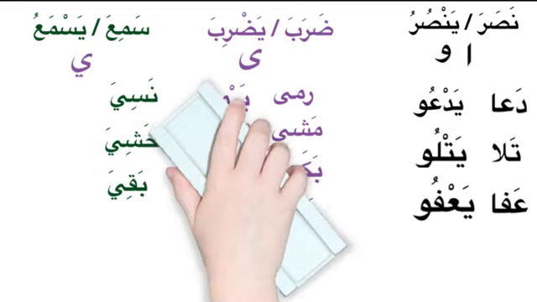So if you go to daraba yadribu, it is rama, yarmiyu. It should have been yarmiyu. We know the weak letter does not carry any vowel sign, so we take away the vowel sign and it becomes yarmi. Masha, yamshiyu, so again take away the dhamma, and it will be yamshi. Even though in these situations we don't see the dhamma, we know in our mind that there is one. How do we describe this? Al-fi'l al-mudari' marfu'un bi dhammatin muqaddara. So it is an estimated dhamma. The dhamma is there, but we can't see it, but we know this is how it is a marfu' form.